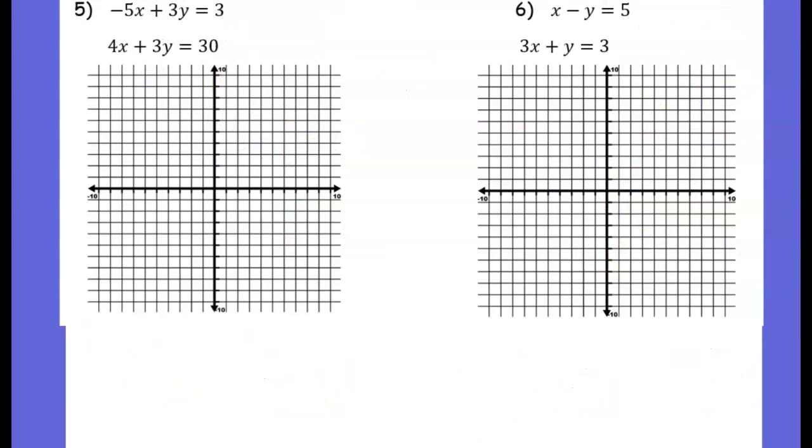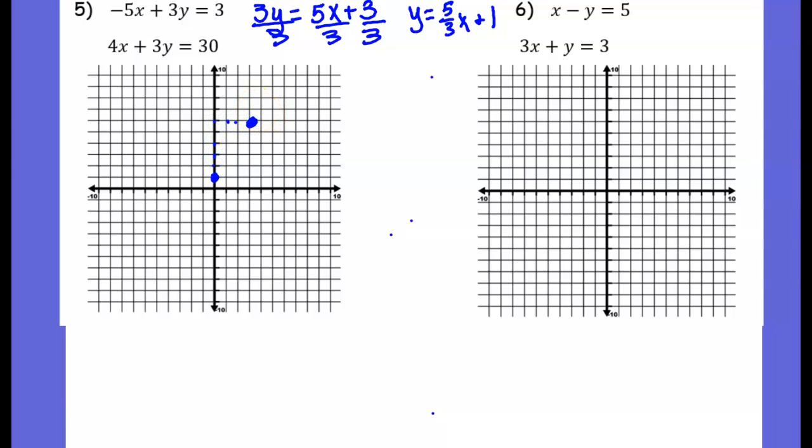All right, so looking at number 5, we put it into slope-intercept form. 3y is equal to 5x plus 3, and then we divide by 3. So our y is going to be equal to 5/3 x plus 1. From here, I'm going to start at my y-intercept of 1, and my slope is 5/3. So I'm going to go up 5, 1, 2, 3, 4, 5, and over 3.